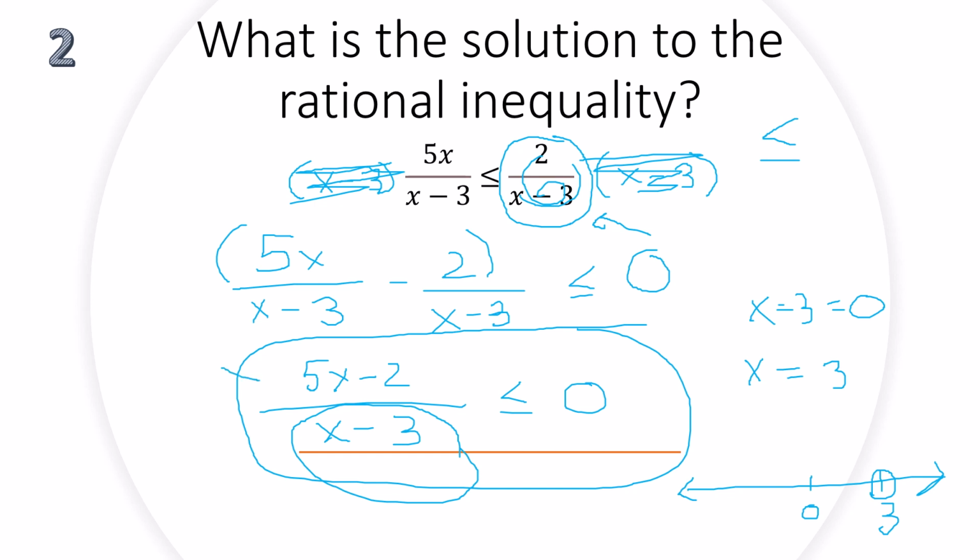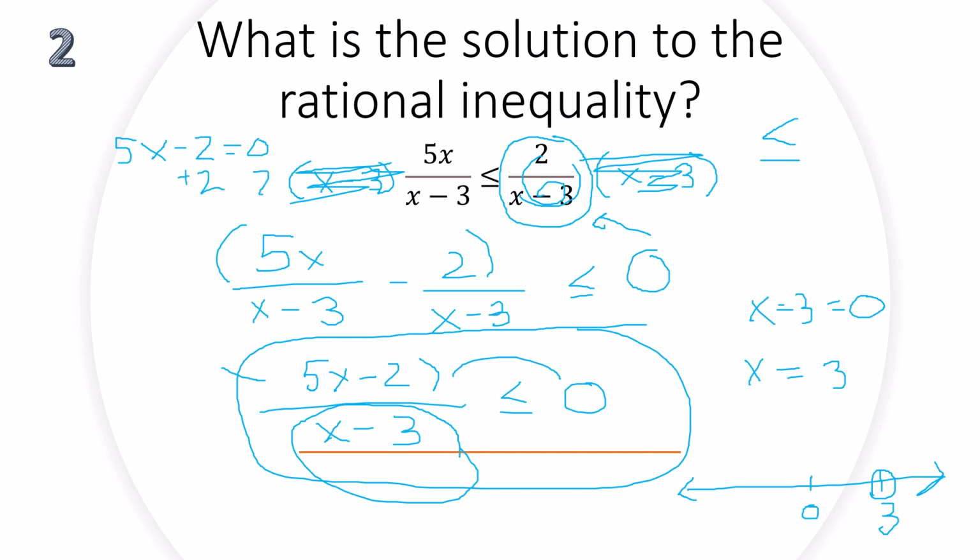Now let's evaluate the numerator. 5x minus 2. Now when that's equal to 0, we have a solution. Because when that's equal to 0, yes, that would be less than or equal to 0. All right, so I'm going to solve by adding 2 to both sides.